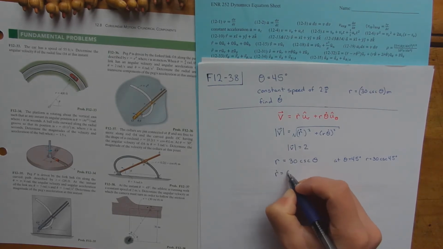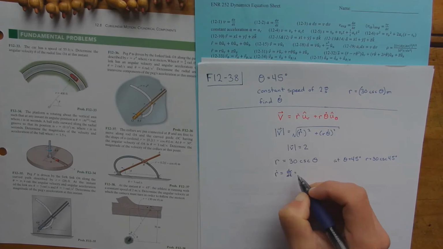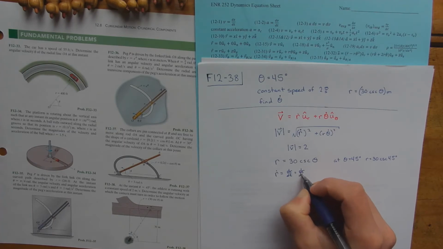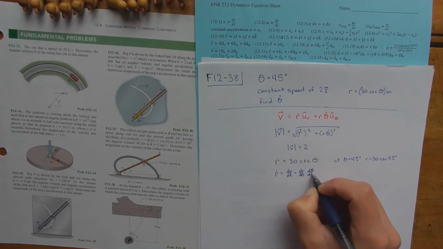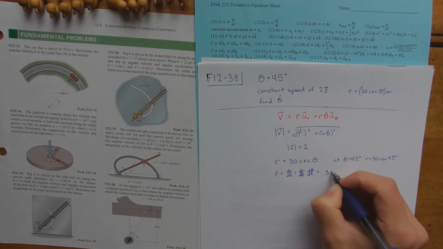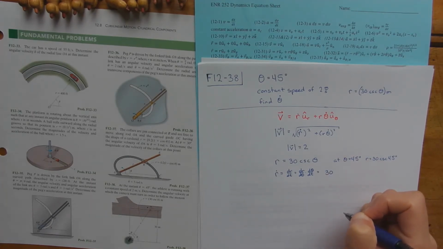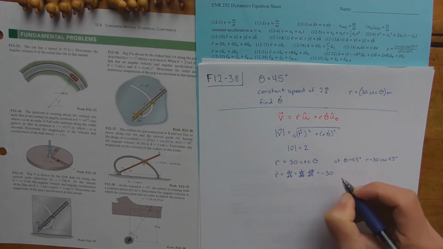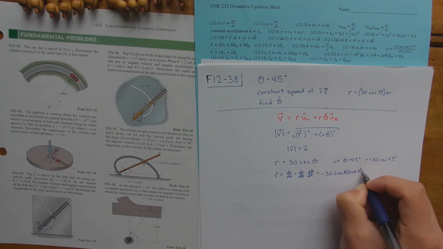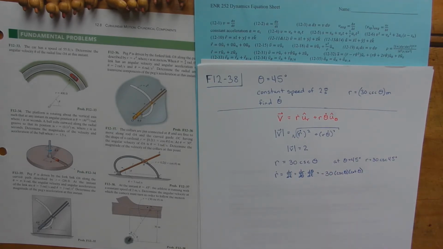R dot is equal to dr dt, but r is not a function of t, r is a function of theta. So you can say dr d theta times d theta dt. Then we can go ahead and take a derivative of 30 cosecant theta with respect to theta. So we keep the 30. The derivative of cosecant theta with respect to theta is negative cosecant theta times cotangent theta. And if you need to, you can look that up in Appendix A on page 682 of the 14th edition.